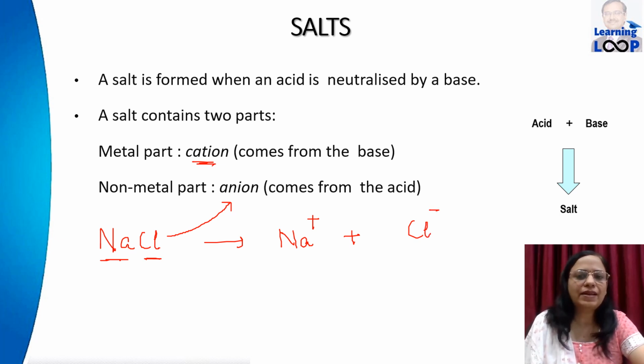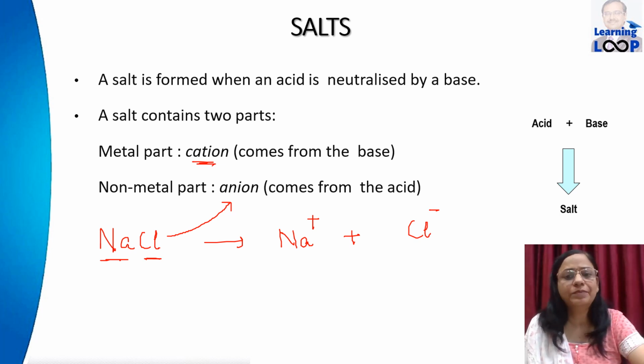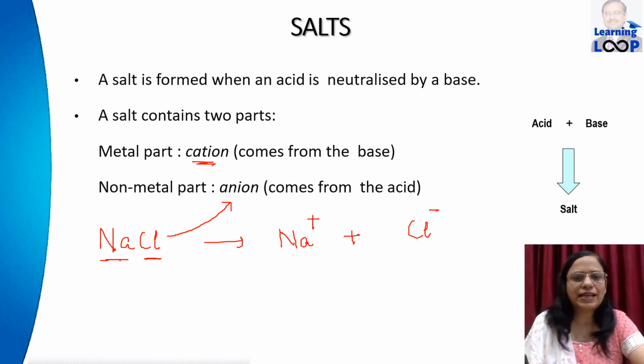The sodium ion here is the cation, which is derived from a metal. So the metallic part is always the cation, and the chloride part is the non-metallic part which carries a negative charge and is the anion. Remember that whenever we have a neutralization reaction, let's say these salts have been formed from the combination of HCl and NaOH. When these two react, we get NaCl, because sodium comes from the base and chloride comes from the acid, and we get water.